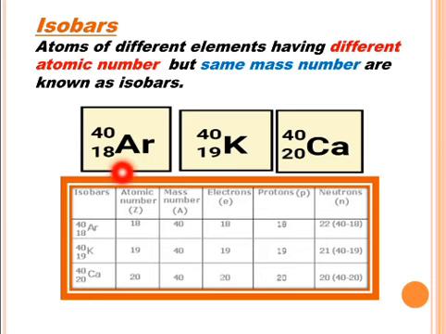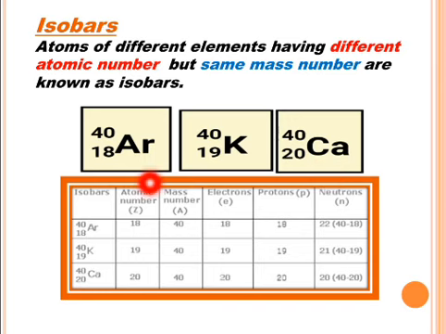But their atomic numbers are different. Argon has atomic number 18, potassium has atomic number 19, and calcium has atomic number 20. This time their mass numbers are the same, but their atomic numbers are different. So atoms of different elements having the same mass number but different atomic numbers are called isobars.